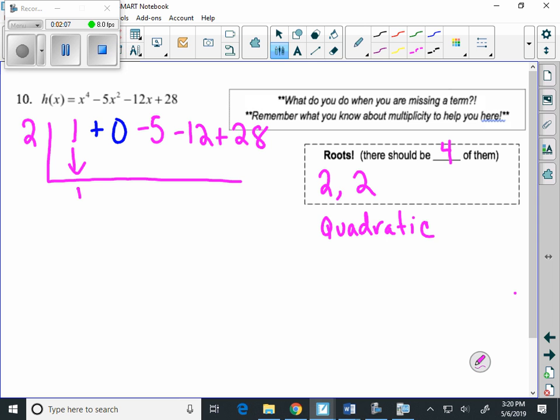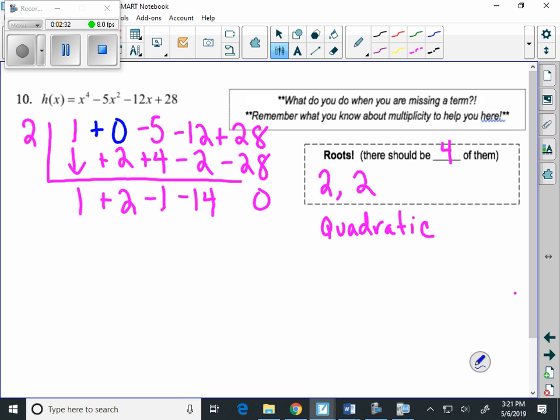We'll carry down the first term. 2 times 1 is 2. 0 plus 2 is 2. 2 times 2 is 4, and negative 5 plus 4 is negative 1. 2 times negative 1 is negative 2. And negative 12 minus 2 is negative 14. And 2 times negative 14 is negative 28, which gives us a 0. And we could clearly see on our picture in our graphing calculator that there was a 0.